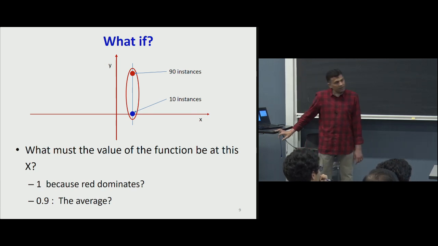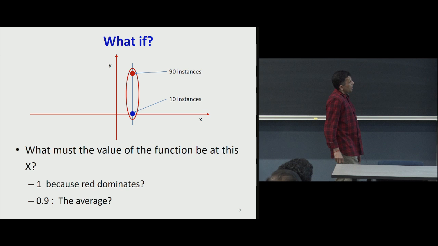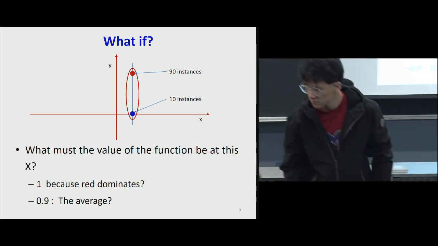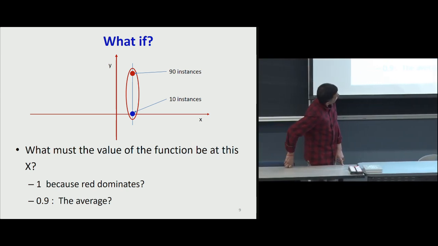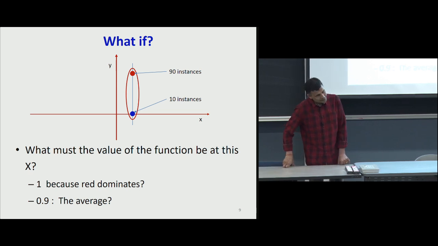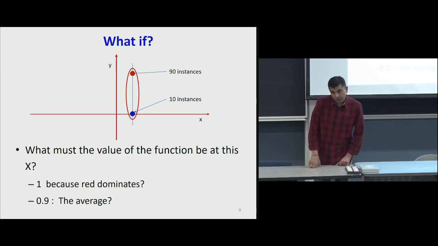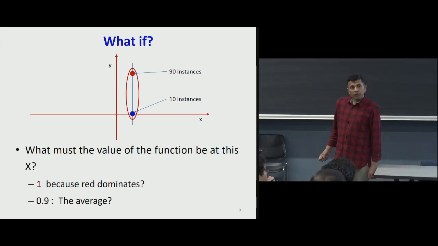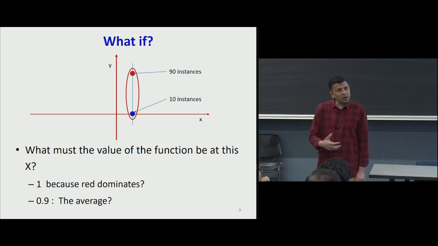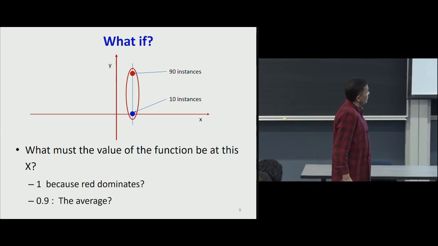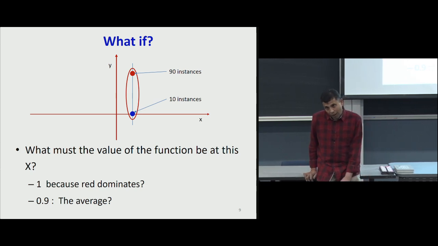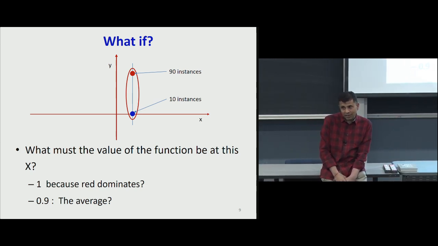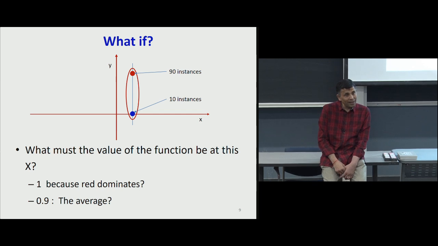let's say my training data look like this. I have 10 instances of blue and 90 instances of red. You have to learn a function. You have to choose some value. So what would your function value be over here? In your opinion, what would be a reasonable function value? Does it have to be 1 because red dominates? Or should it be 0.9 because red occurs 90% of the time? What do you think would be most reasonable?